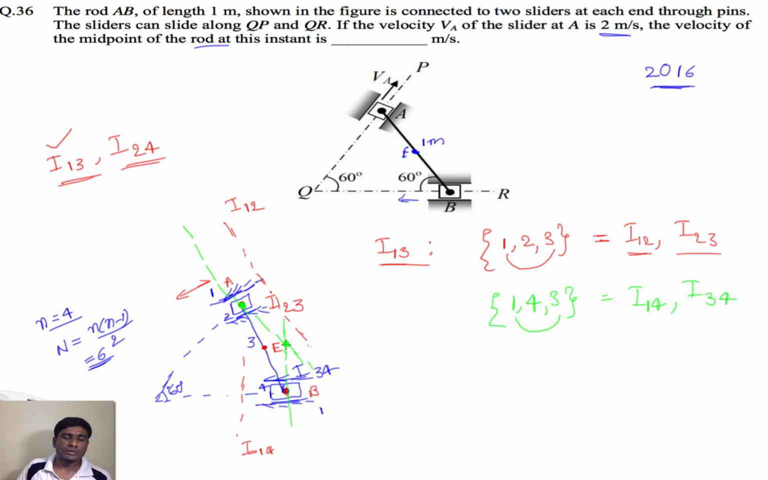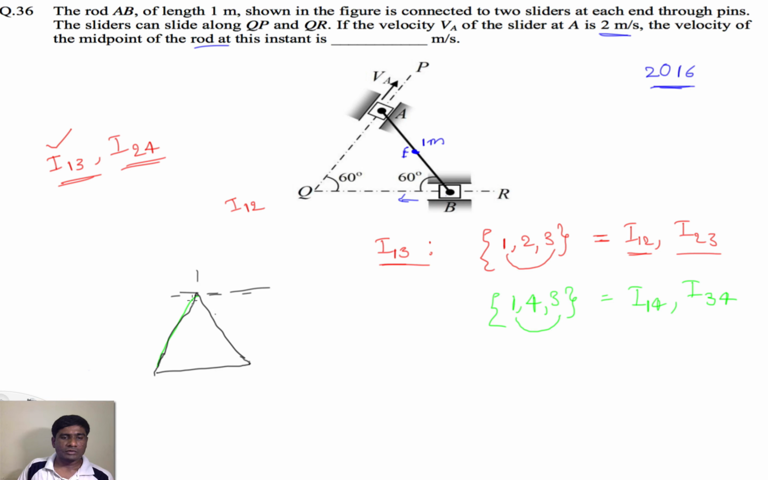So this is the instantaneous center I13. Let me redraw the same diagram. This is an equilateral triangle. Here we are drawing a perpendicular, and here we are drawing a perpendicular to this side. This is one line and this is another line. These two meet at this position. This angle is 60, and this is also 60 because it is an equilateral triangle, and this angle is 30 because it is perpendicular to this one.